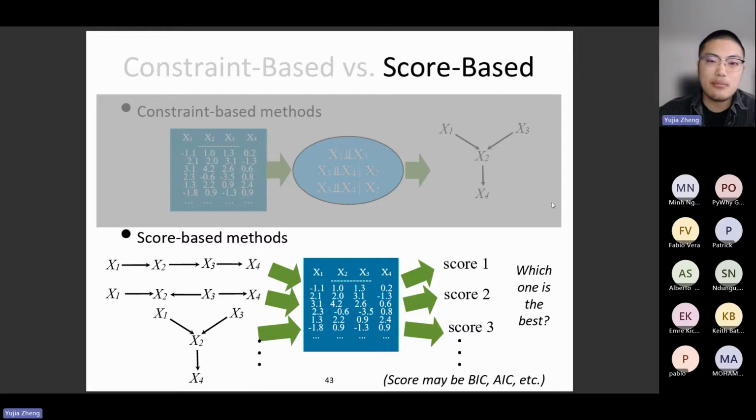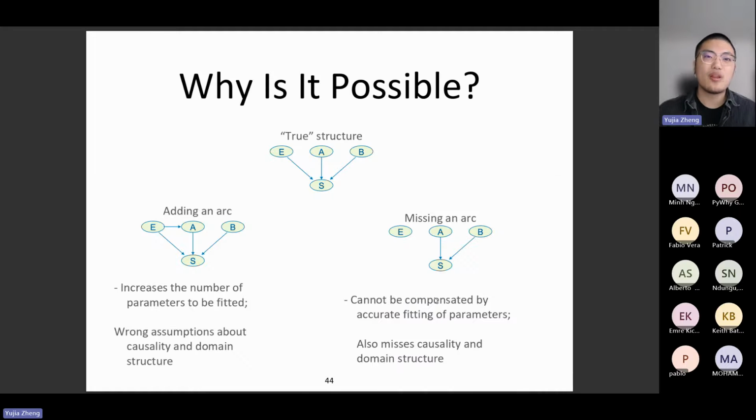For the constraint-based method, basically, they try to infer the causal structure based on conditional independence relations. But for the score-based method, the procedure is more like model selection, right? So for each candidate graph, like candidate model, we will have a score corresponding to it, and we always choose the candidate structure with the highest score. The score might just be some Bayesian score like BIC or AIC, et cetera.